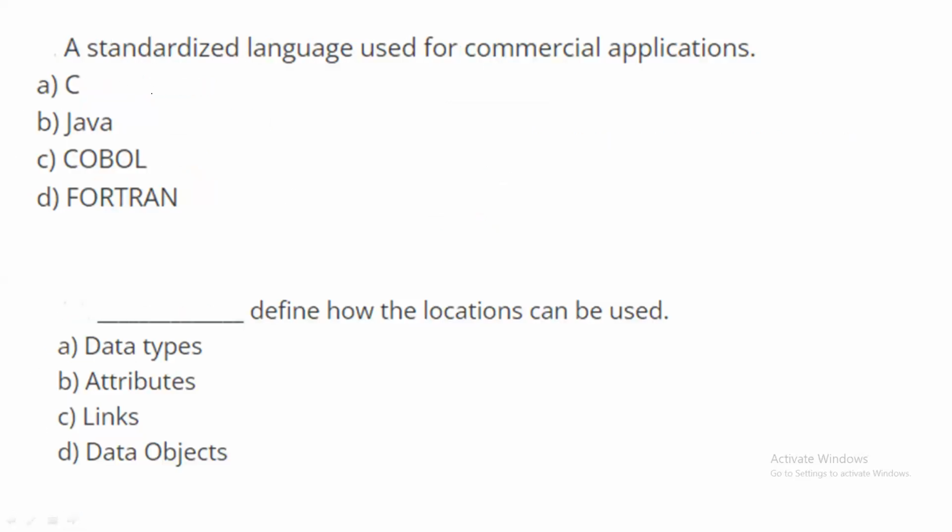The next question is a standardized language used for commercial application. So it is COBOL. Why? The COBOL full form is Common Business Oriented Language, and it is used for commercial application. It is a standardized language that is used for commercial, or we can say business, application. Let's move on to the last question. The last question is what defines how the locations can be used? So attributes define how the locations can be used.